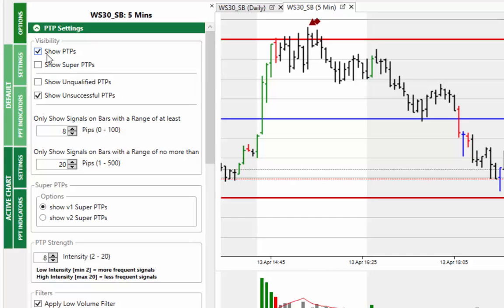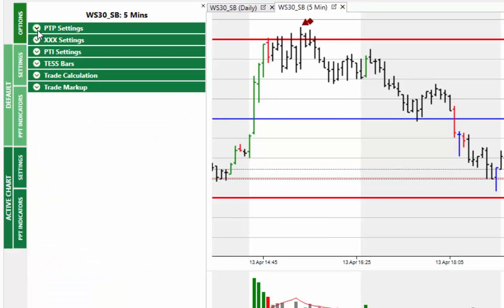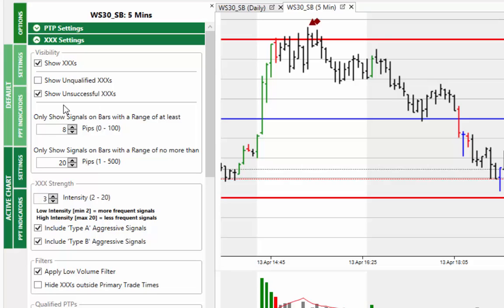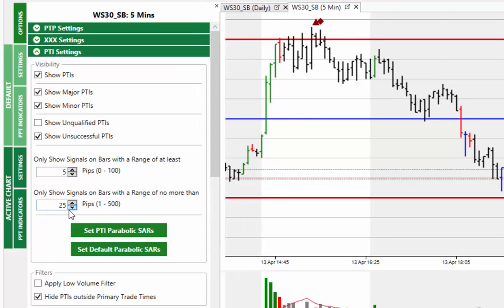In the PTPs, we've got to show the PTPs, show the unsuccessful ones. Then we've got 8 and 20, and the intensity is 8 with the low volume filter applied. In the XXX, we've got show unsuccessful, obviously checked there, 8 and 20. And this has been set at 25 as well, so just so that you know there has been a difference owing to the volatility. But at the moment the settings are 8 and 20, and then the PTI is 25 and 5, and we're showing the major and the minors, of course, in that one, but no low volume filter.